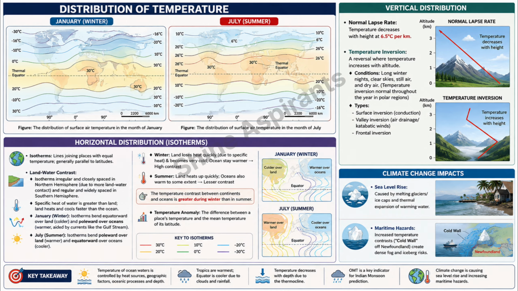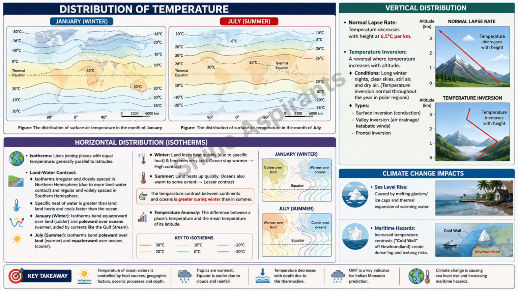Horizontal distribution: isotherms. Isotherms are lines joining places with equal temperature, generally parallel to latitudes. Land-water contrast: the specific heat of water is greater than land, so land heats and cools faster than the ocean. Isotherms are irregular and closely spaced in the northern hemisphere due to more land-water contact, and regular and widely spaced in the southern hemisphere, which is dominated by oceans.